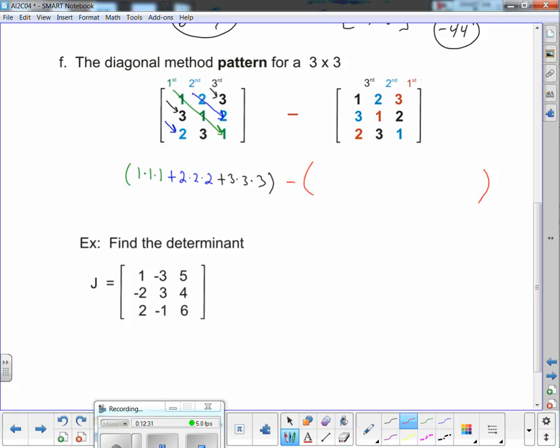So now you're working down the diagonals. What's the first diagonal right to left? A 3 times a 1 times a 2. What's the second diagonal? A 2 times a 3 times a 1. What's the third diagonal? A 1 times a 2 times a 3.